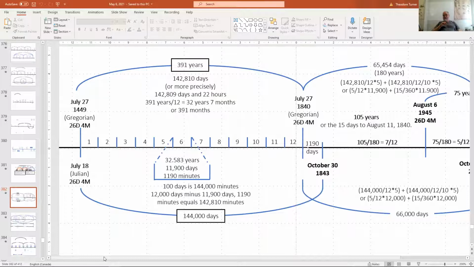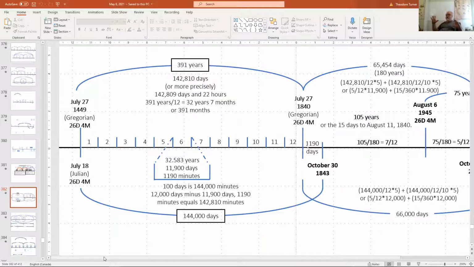Now, of course, if we're marking out the day or the year based on whole days, the year would begin on a whole day. And so it would be 142,810 days. But when we start looking at that period astronomically, it's going to be basically a couple of hours less than that. So instead of 24 hours, 22 hours. And then we can represent 391 years divided by 12 as 32 years and 7 months, or 391 months.